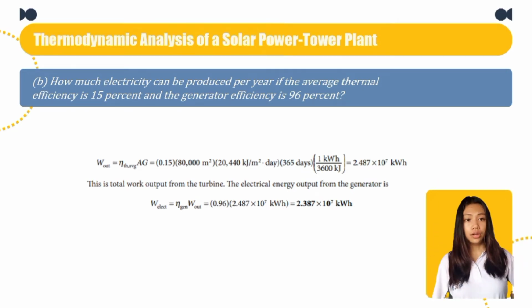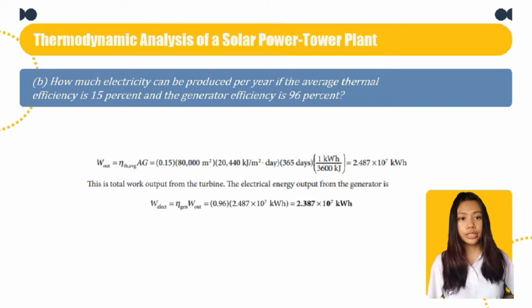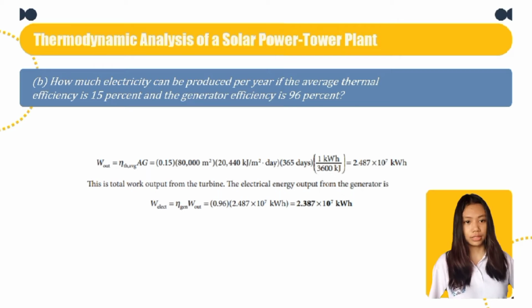In this scenario, we will be solving for the power output, which is the product of the given thermal efficiency and the total solar incident on the heliostats. The daily average solar irradiation for an entire year on a horizontal surface is given to be 20.44 megajoule per meter squared. Multiplying this value with 365 days of the year gives an estimate of solar irradiation on the heliostat surfaces. This yields a power output of 2.487 times 10 raised to 7 kilowatt-hour.